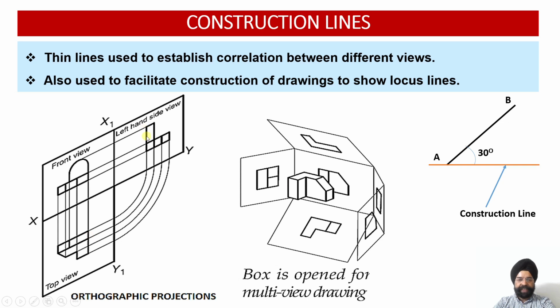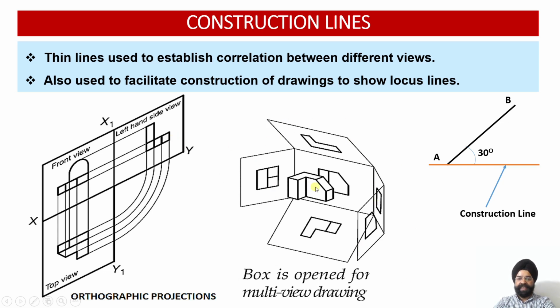In the left side view, these are my object lines over here. But if I do not join them by thin, continuous lines, I will not be able to establish the relationship between a front view and a side view. Why? Because if I have these views as independent, I have taken another example.